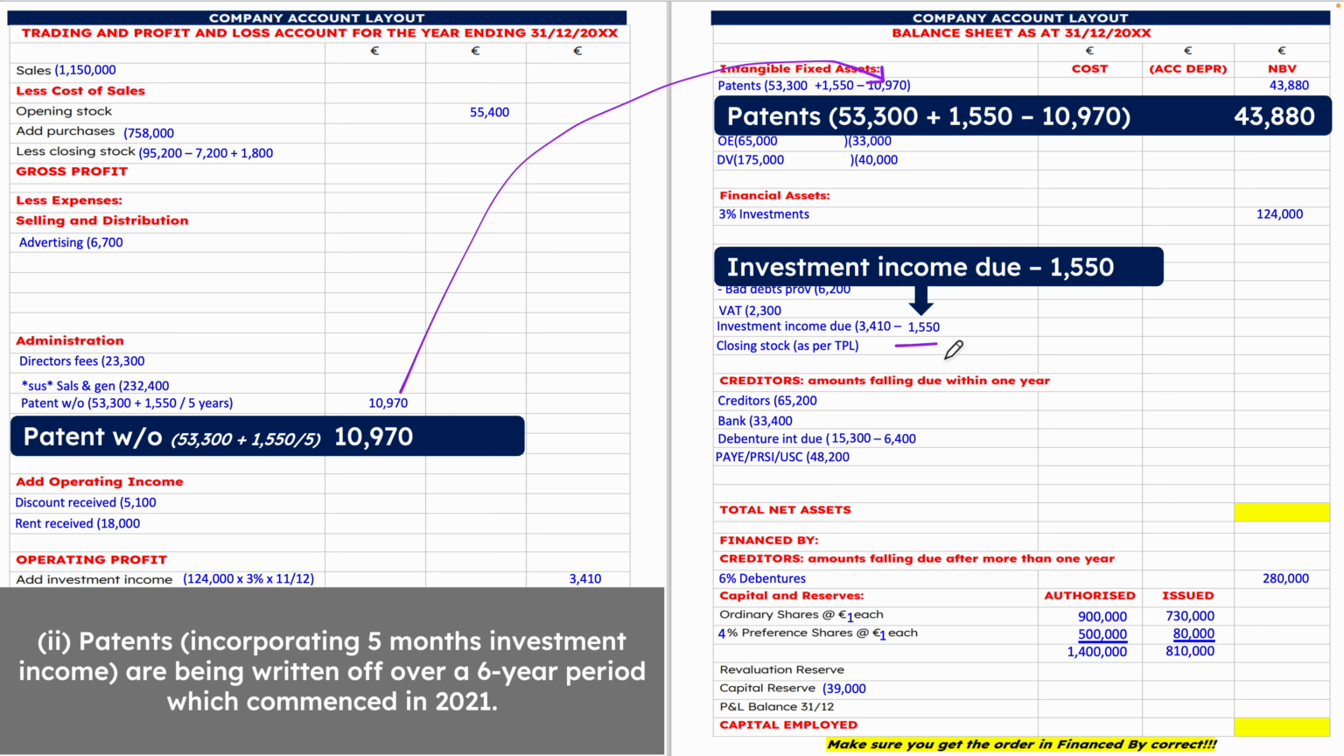Now, what you have to do is show that you got your investment income. So your investment income due, you're going to take away the amount that you've actually received. You're doing the work that the bookkeeper should have done in the first place by saying, yes, we have received 1,550. So that's going to help us calculate what investment income is due at the end of the year. So that is adjustment number 2 done.